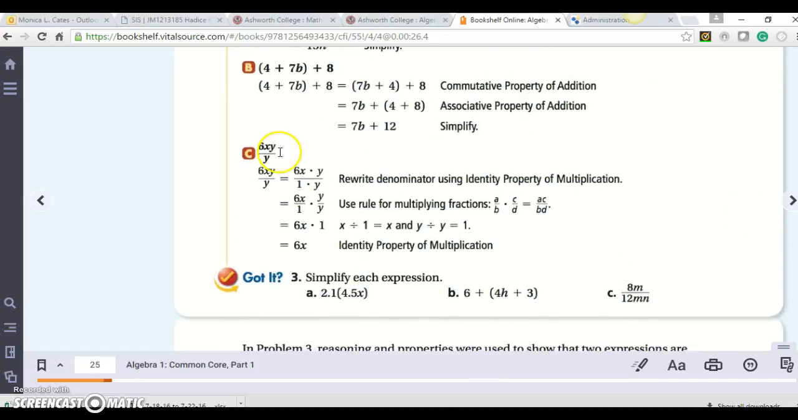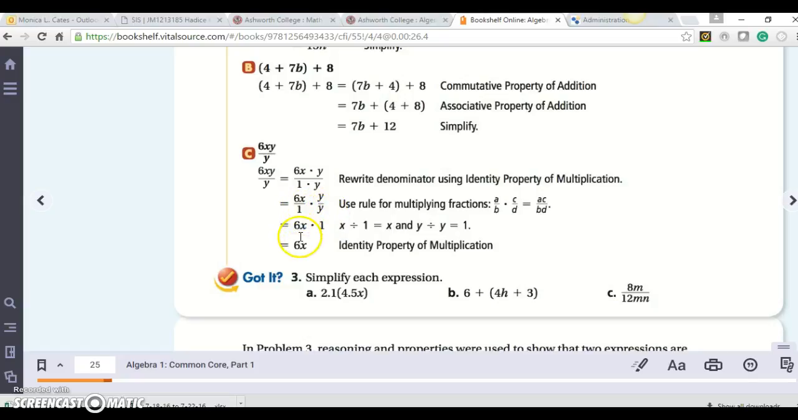And then we have 6xy over y. And so I rewrite the denominator using properties of multiplication. So I have 6x over 1, because anything I can pull out that times 1. And I have y over y. And so I have 6x times y over y, which is just 1.